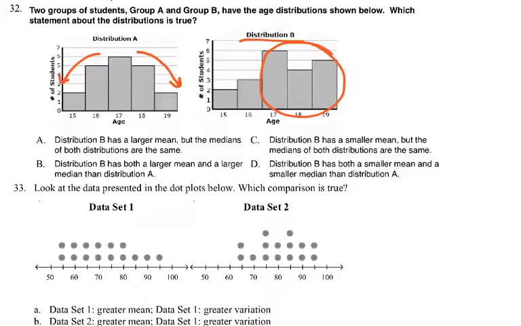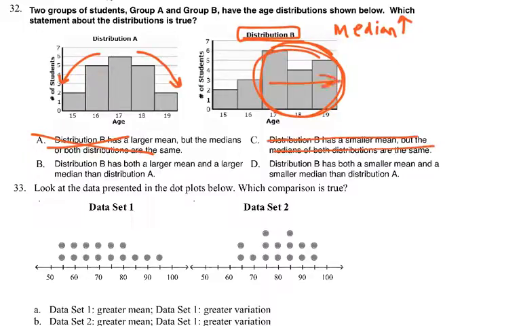So what that tells me is most likely our mean for B is probably going to be higher, our median, but our mean could be close to the same. So B has both a larger mean and a larger median. That's a possibility. No, it's not this one. B has a smaller mean. I don't think B is going to have a smaller because the majority of data is here, so that's going to pull the median up. Distribution B has a smaller mean and a smaller median. Definitely not, so I think we've got to go with B on that one.